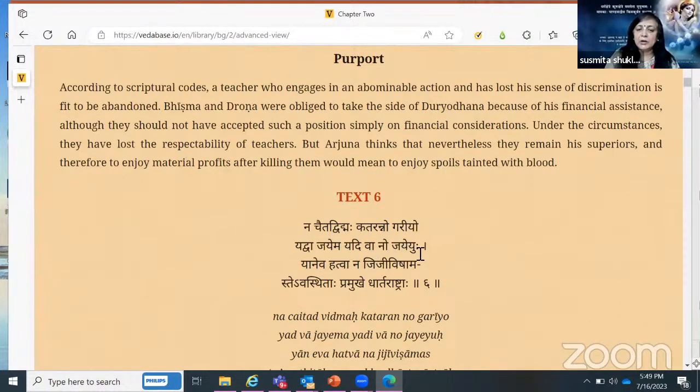yadva jayem yadivano jayeyu yanev hatva na jijivishama ste avasthita pramukhe dhartarashtra na chaitad vidmah katarno gariyo yadva jayem yadivano jayeyu yanev hatva na jijivishama te avasthita pramukhe dhartarashtra.